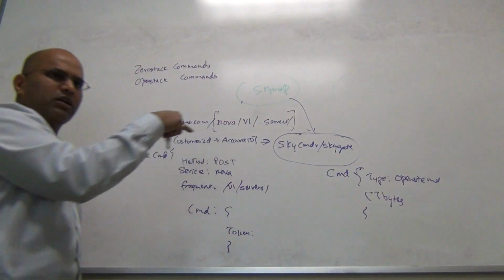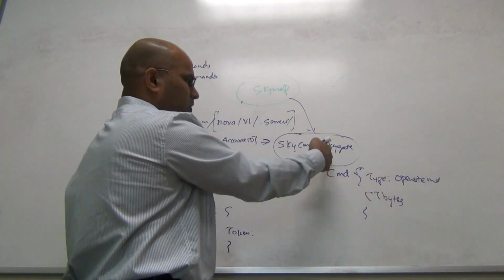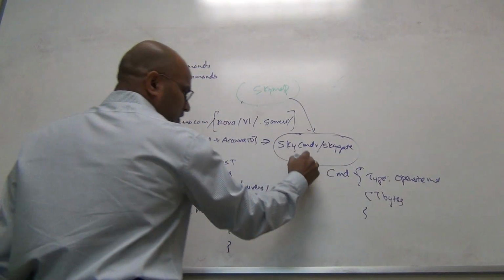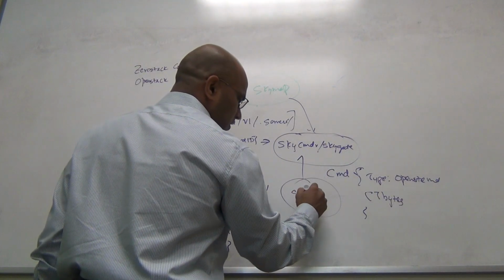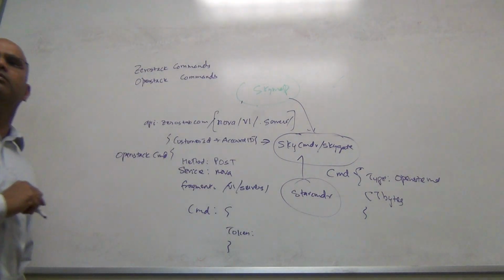What we do is whenever this comes down, we take this OpenStack command. Sorry, this is a Skygate. This gets routed to the Star Commander, and that's where this happens. That's where it will talk to the local OpenStack.